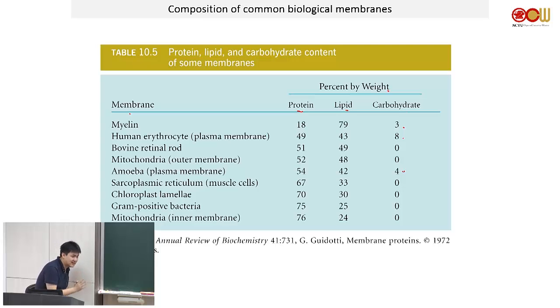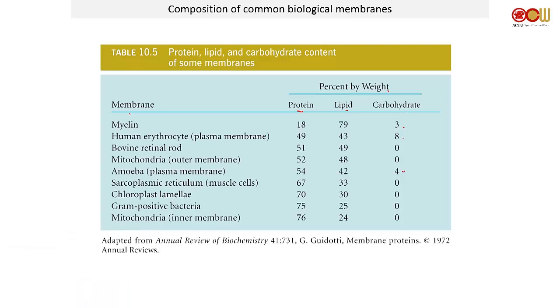But in reality, it depends on what kind of cell. If you have myelin, for example, it's about 80-20: 80% lipid and about 20% protein. But then, if you look at mitochondria, it's going to be 75 or 76% protein and only 25% lipid. So it depends on the type of cell. The amount of protein versus lipid will be different.